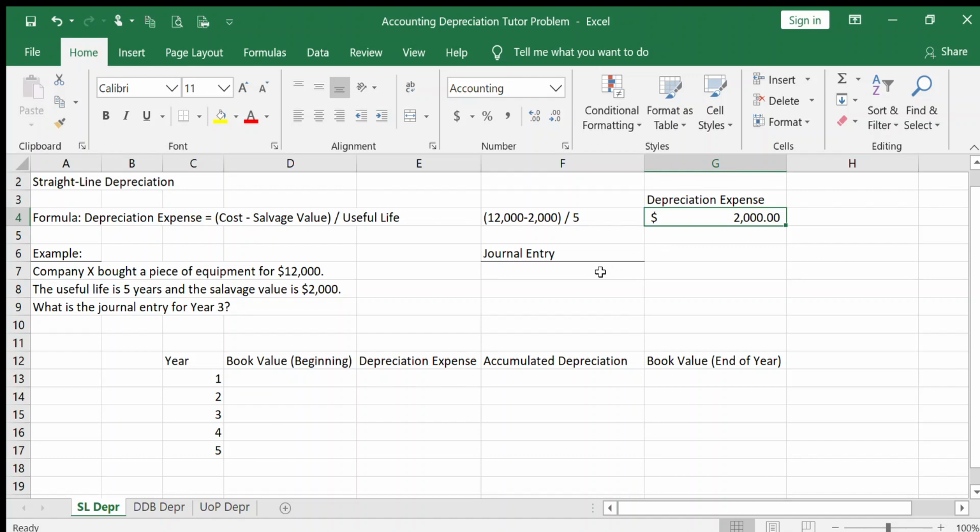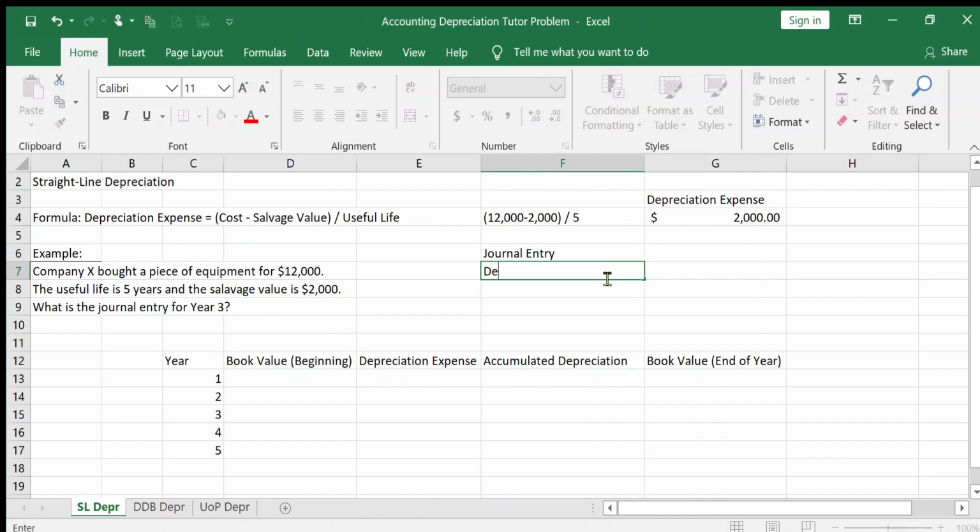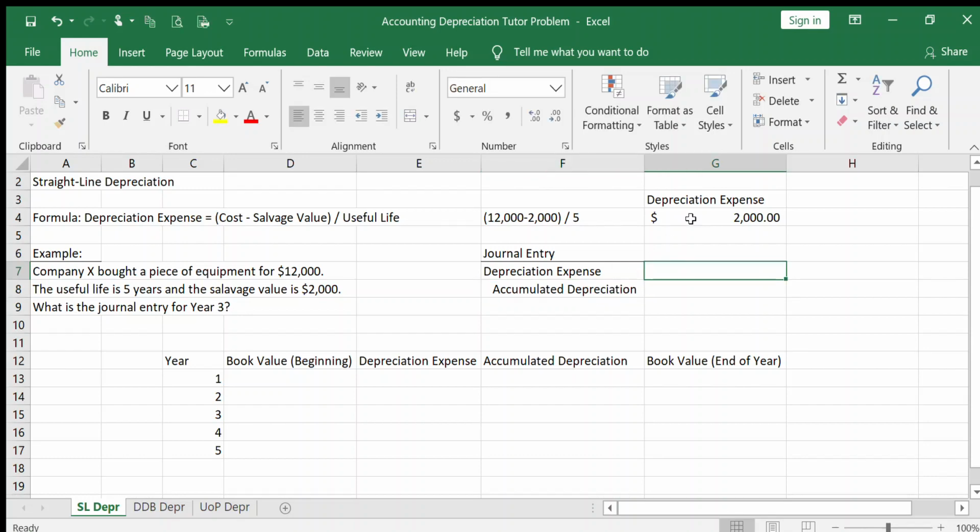So how are we going to do our journal entry? The first thing we do is debit our depreciation expense. And then our credit will be accumulated depreciation. There you go. And our dollar amount, we just figured that out. Our depreciation expense is $2,000. Put that there. And our accumulated depreciation for this entry will also be $2,000.